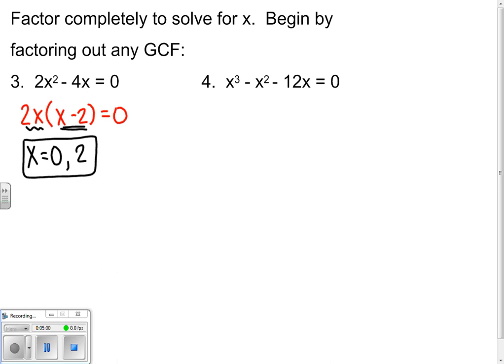You'll notice that the number of roots you have when you're done, in this case 2, matches the highest exponent in the problem. They should match. If that highest exponent is a 2, you better have 2 answers.